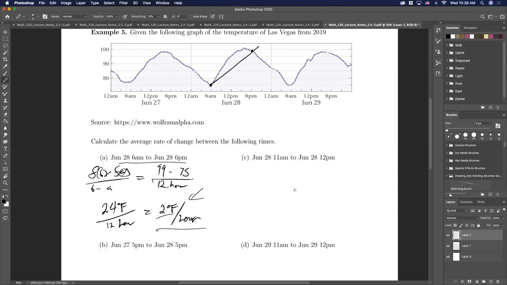Okay. Let's do the next one. So here we're just going to do it over an hour span. And so this is between 11 a.m. and 12 p.m. So here, put that here and put that here. Make that roughly what we have. So here I'm going to say that's roughly at 12 p.m. I'm going to say that's 95 because it's on the line. I'm going to say this is 94 because it's on the line. And then my change here is 1 hour. And so here my average rate of change is about 1 degree Fahrenheit per hour.